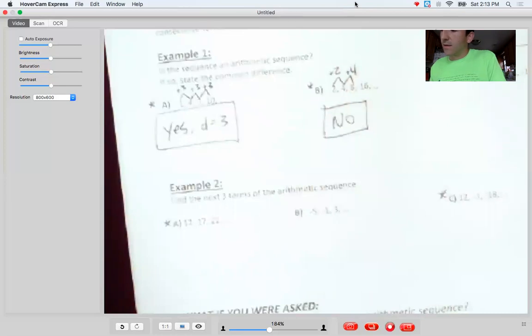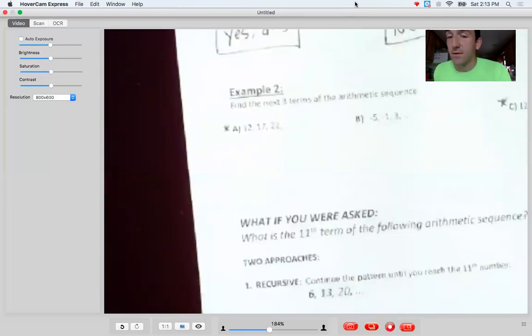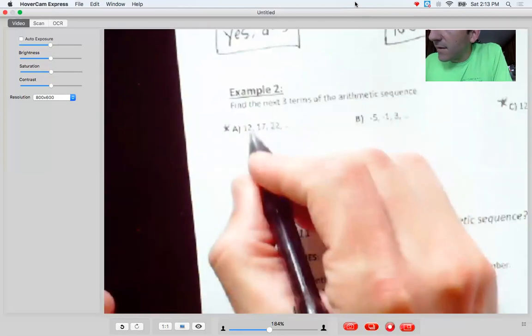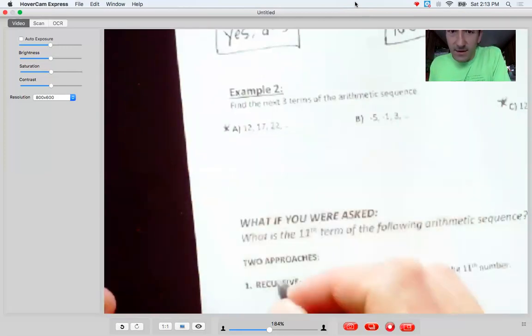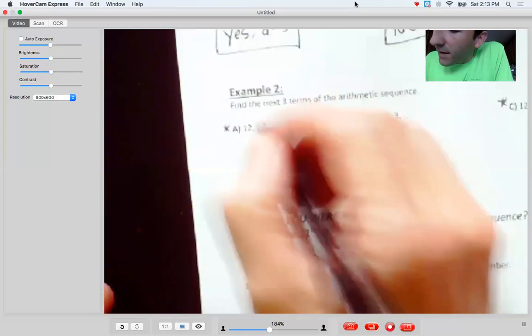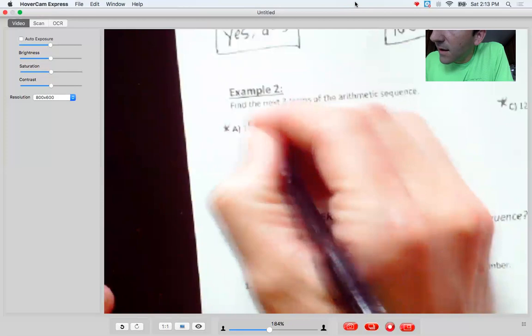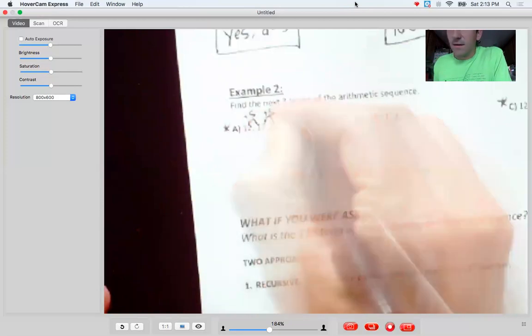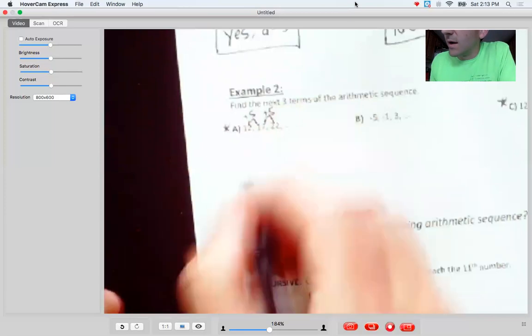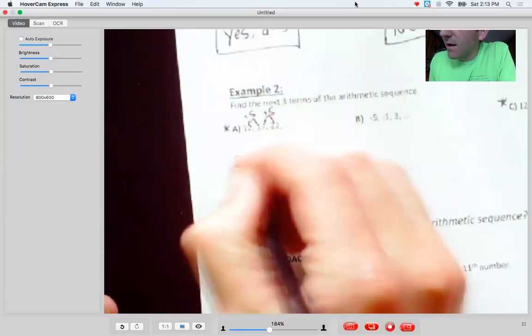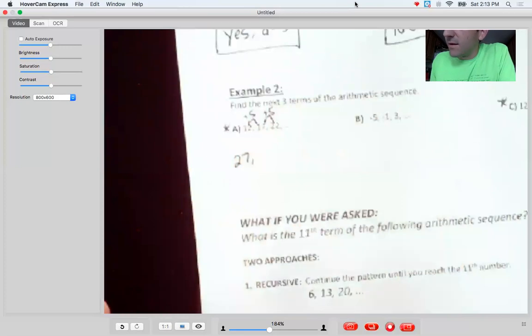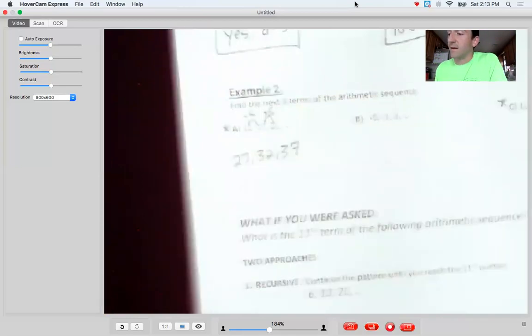All right, looking at example 2, it wants us to find the next 3 terms. So the first part would be figure out what the pattern is, and then keep following it. So what's my pattern to get from 12 to 17, from 17 to 22? Well, we've already seen that exact example. We're counting by 5s here. So from 22, what would the next 3 be? 22 plus 5 is 27. 27 plus 5 is 32. 32 plus 5 is 37. So those are my next 3 of that sequence.